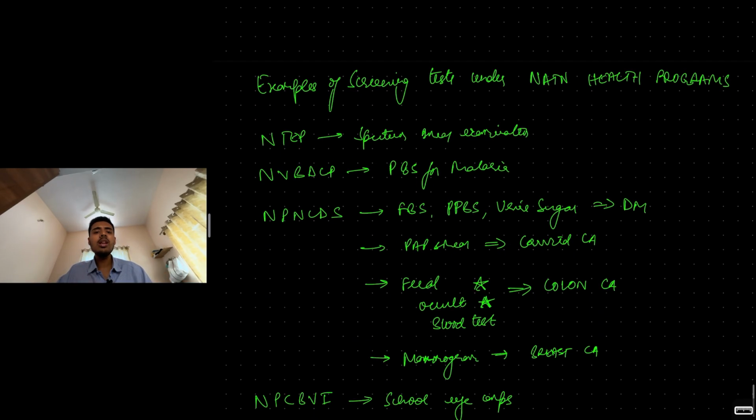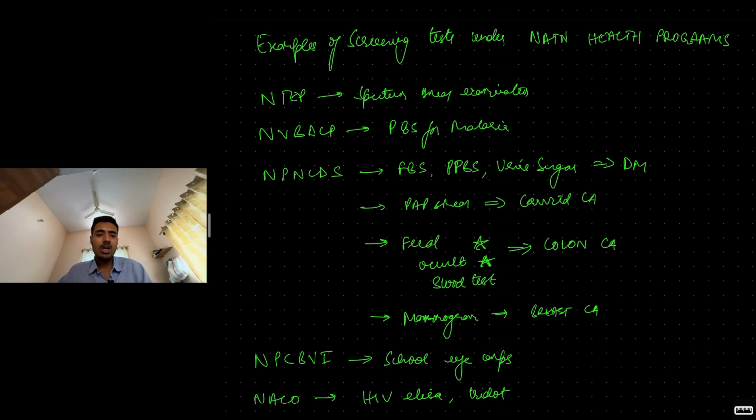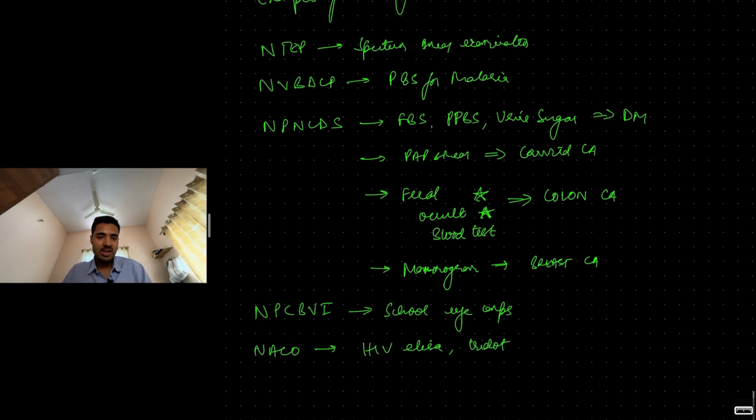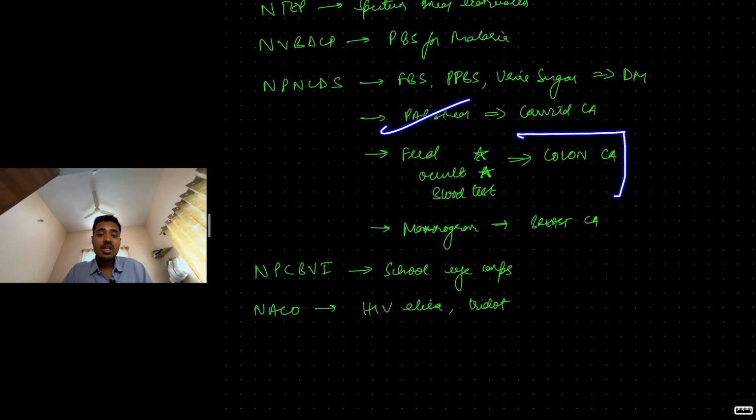Then coming to some examples of screening tests under National Health Programs. Under the National Tuberculosis Elimination Program, sputum smear examination is the screening test. Under the National Vector-Borne Disease Control Program, the malaria smear is a good screening test. Under NPNCDS, the National Program for Non-Communicable Diseases, for diabetes you have fasting blood sugar, postprandial blood sugar, urine sugar. For cervical cancer, you have Pap smear. For colon cancer, you have fecal occult blood test.